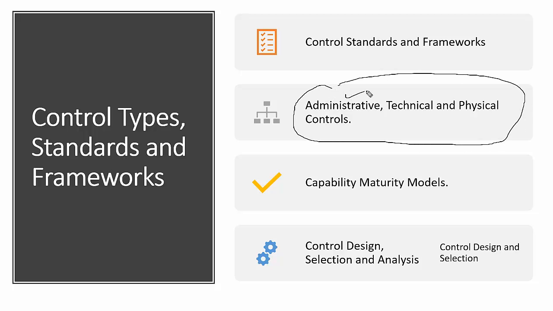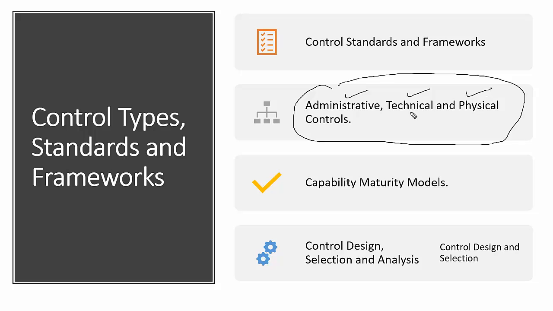Along with that, we have organized the controls into 3 categories. We have administrative control, we have technical control, and we have physical control. There is one dedicated video I made on control types and categories, but here I can just give you a very high level overview of administrative, technical and physical controls.